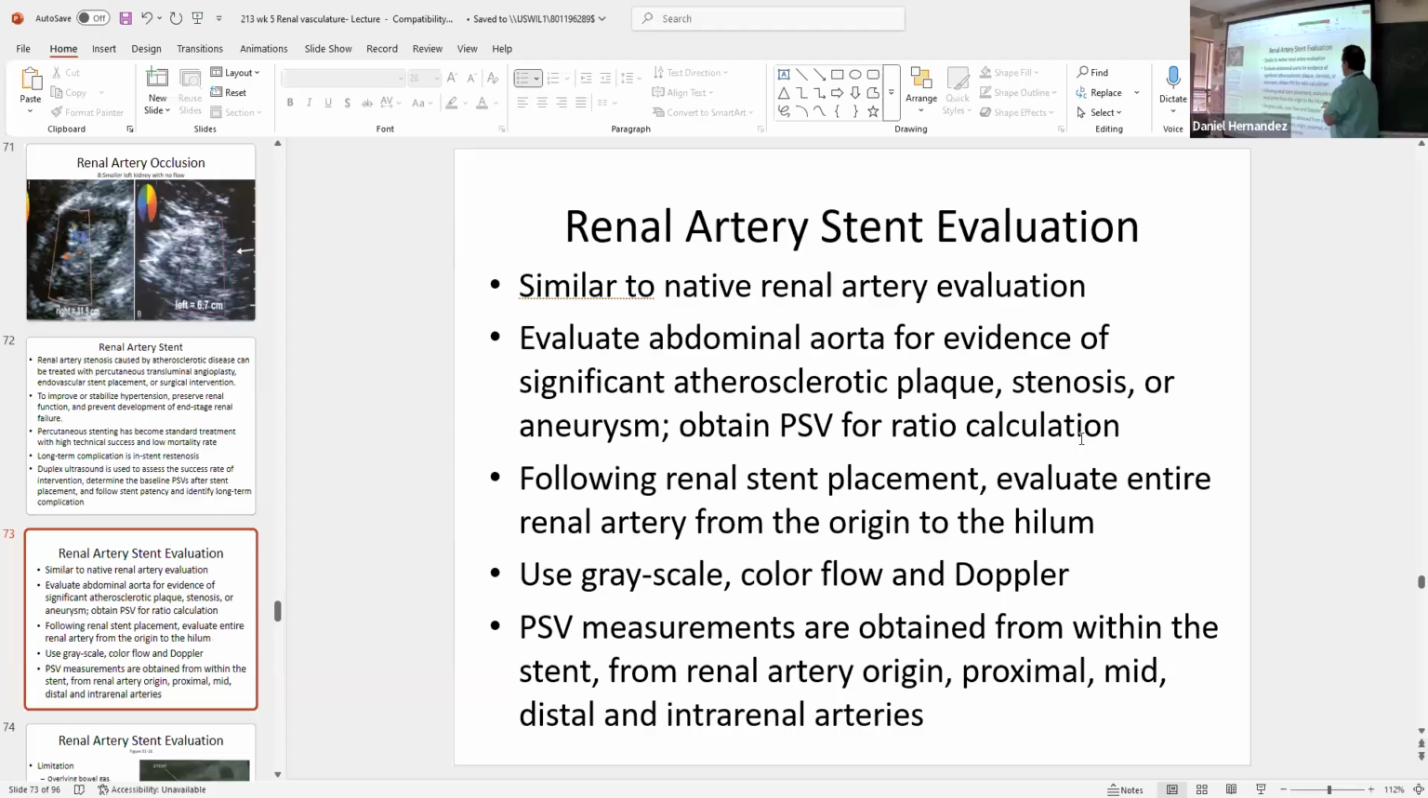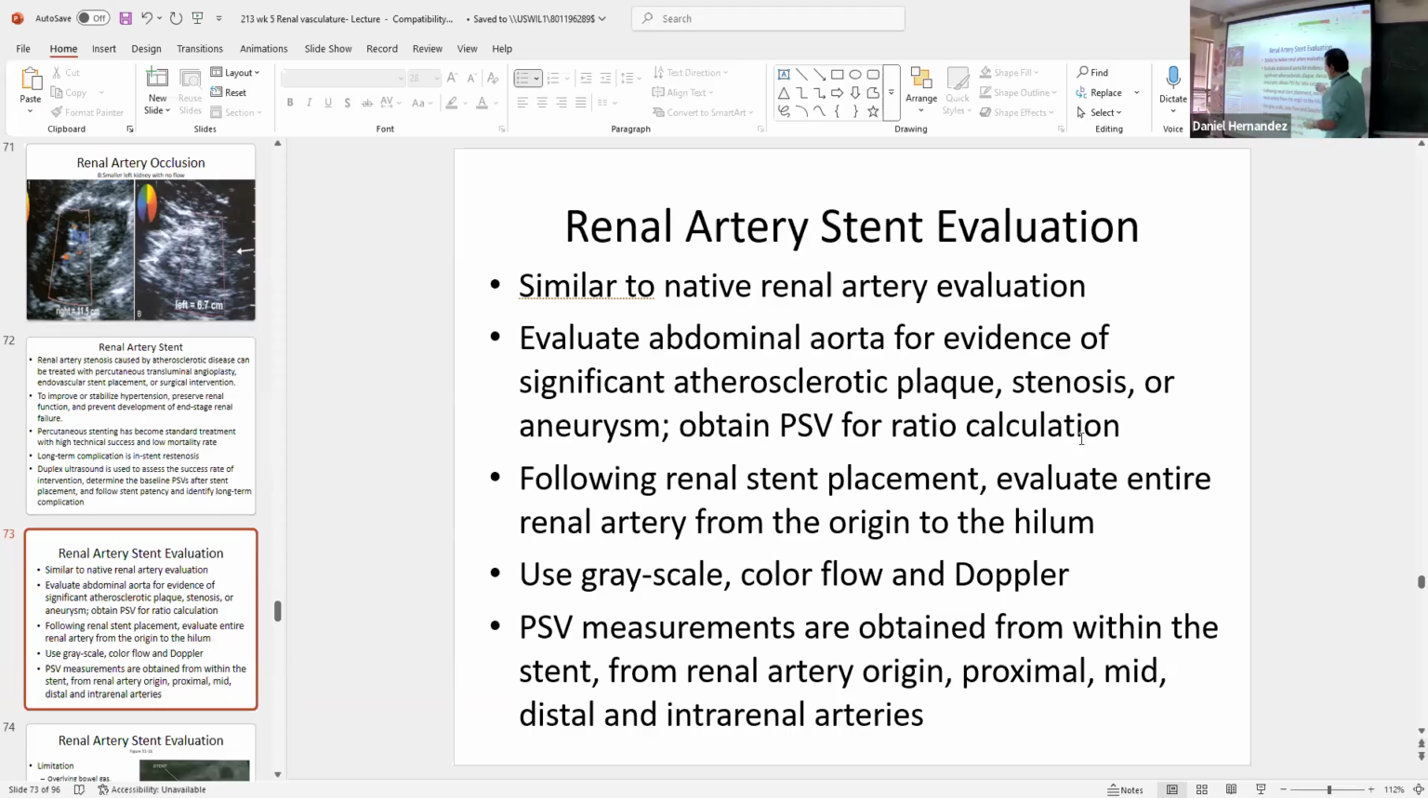So evaluate the abdominal aorta for any evidence of significant atherosclerotic plaque, stenosis, aneurysm. Same that we do in our normal patients. Obtain those peak systolic velocities again for our calculation. We follow the renal stent placement, evaluating the stent in its entirety, and evaluating the renal artery, all the way from the origin to the hilum.